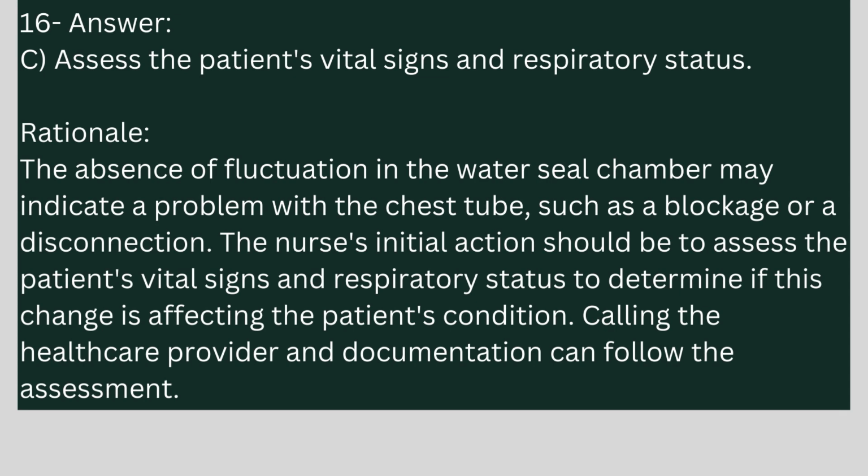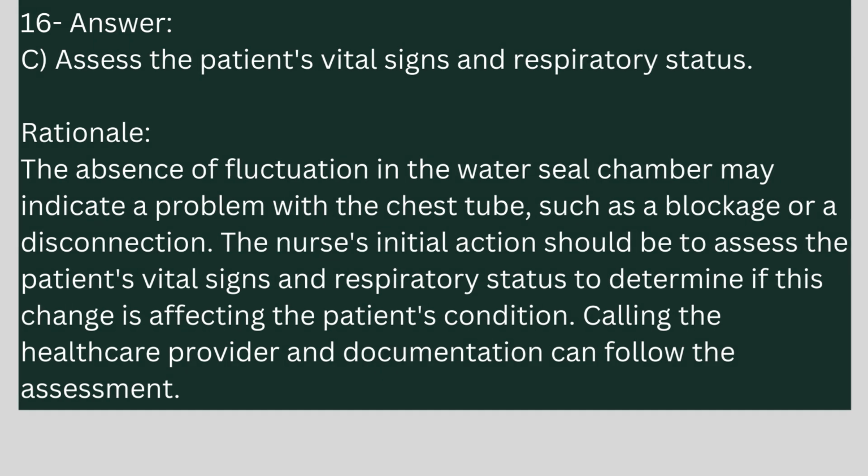Rationale. The absence of fluctuation in the water-sealed chamber may indicate a problem with the chest tube, such as a blockage or a disconnection. The nurse's initial action should be to assess the patient's vital signs and respiratory status to determine if this change is affecting the patient's condition. Calling the healthcare provider and documentation can follow the assessment.